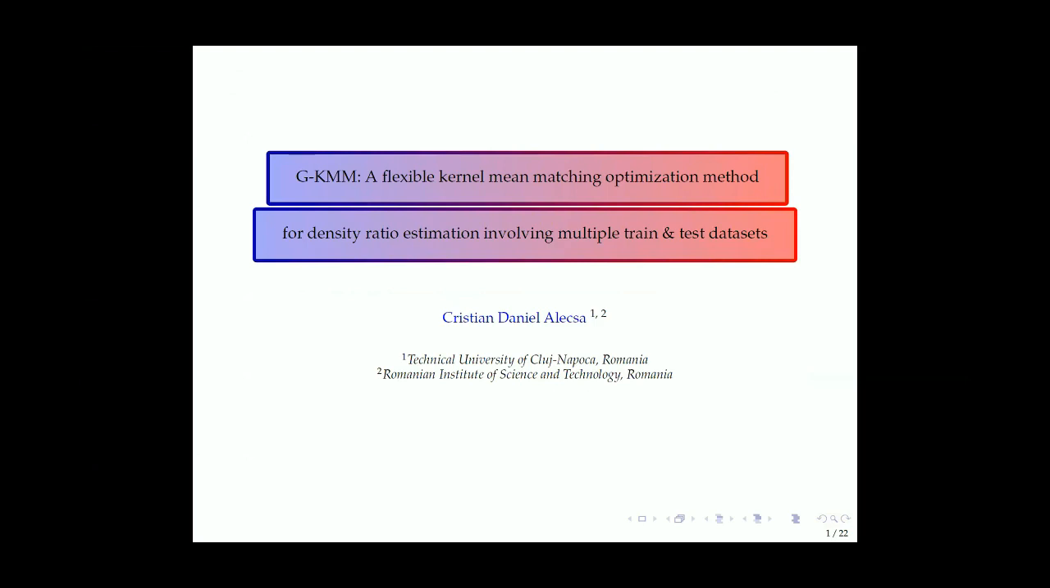Introduction. So my name is Cristian Alecsa. I am a researcher at the Technical University of Cluj-Napoca and the Romanian Institute of Science and Technology. And today I will talk about a new method for density ratio estimation that I have developed for the cases when one has access to multiple train and test data sets. It is called G-KMM because it is a generalization of the Kernel mean matching method.